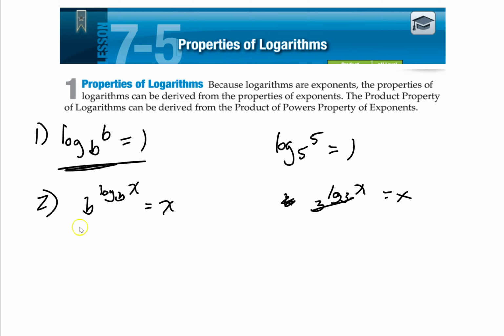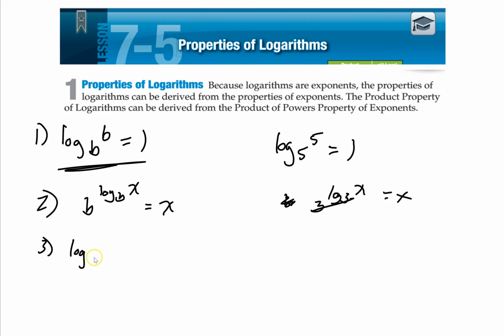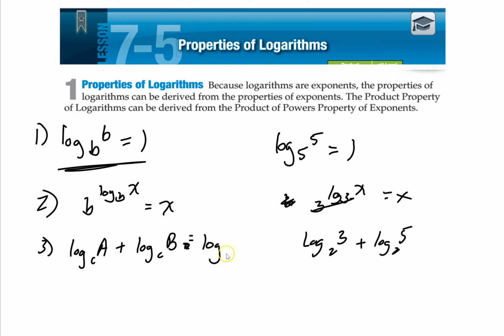Now let's get to the ones that are really famous around here. These are going to be seen a lot in the coming weeks. We use them all the time. The first one is this. If I give you log base C of A plus log base C of B, what does that equal? Say I give you log base 2 of 3 plus log base 2 of 5. What this equals is, when you add, you're really multiplying. So this is log base C of A times B. In this case, this would be log base 2 of 3 times 5, which is 15.